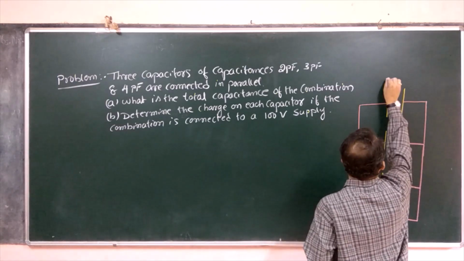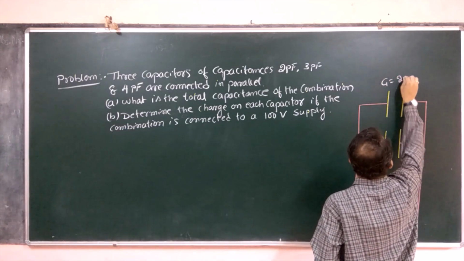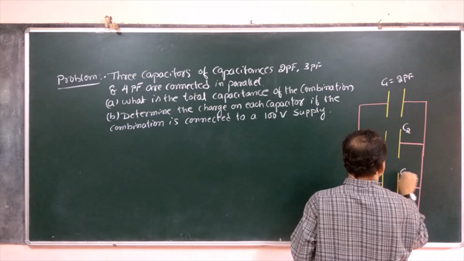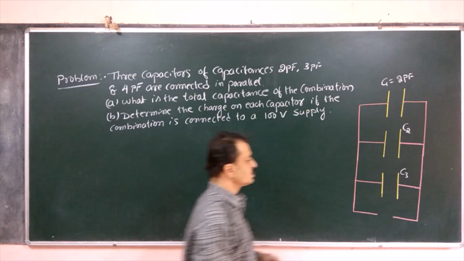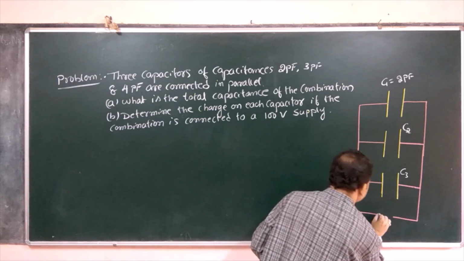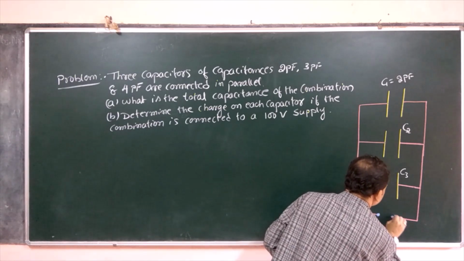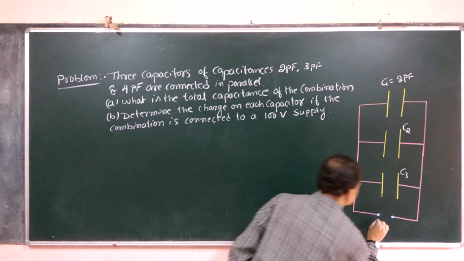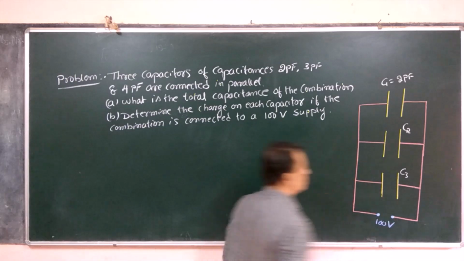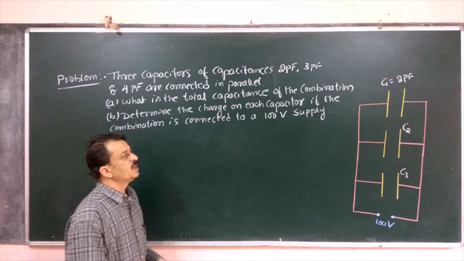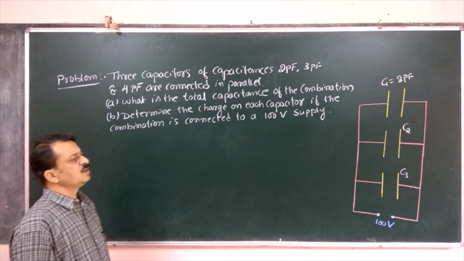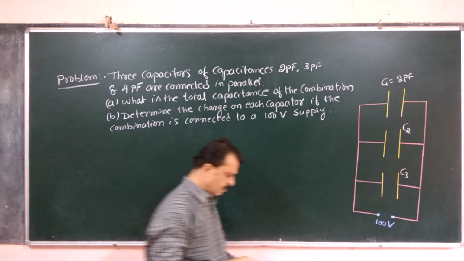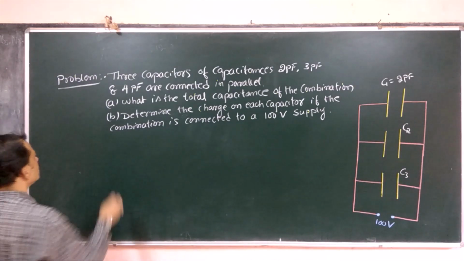Now if we call this C1 is equal to 2 picofarad, and C2, and this one is C3. Now we are having a supply. Now here we are having a supply of how much? It is 100 volt. When a 100 volt supply is connected, how much charge will be on each capacitor? So first let us find out the equivalent capacitance. Okay, simple. So solution.